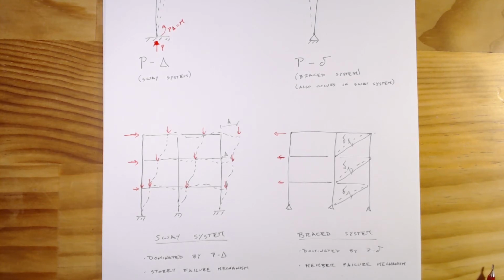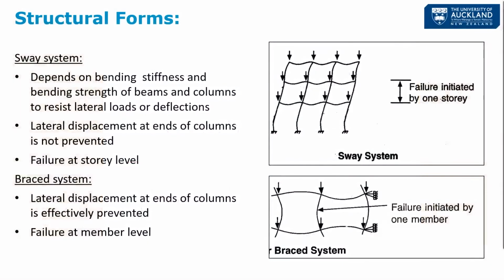So going back to our definition, here we can see that that sort of makes sense, where we're looking at story-by-story failure for a sway system, the column heads are not restrained, and then for a brace system, the column ends are restrained, and so we're looking at the failure of these members.